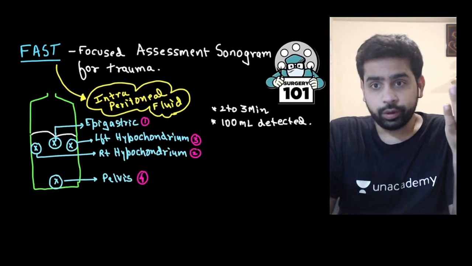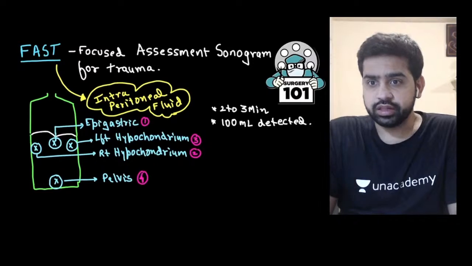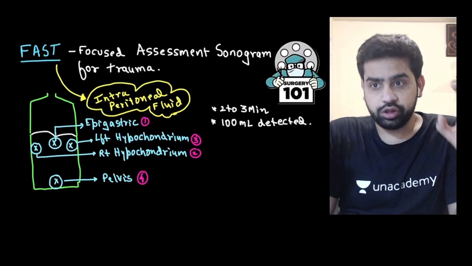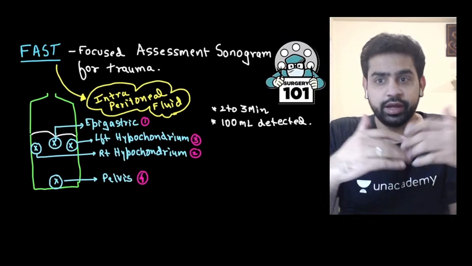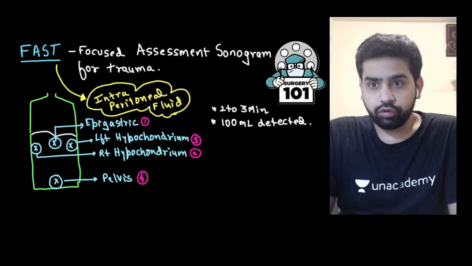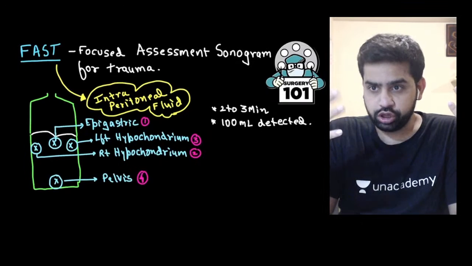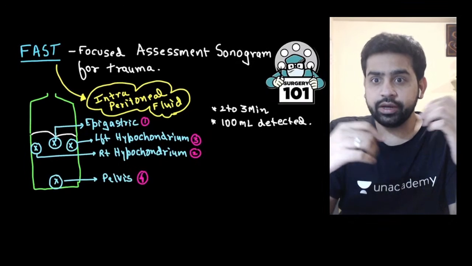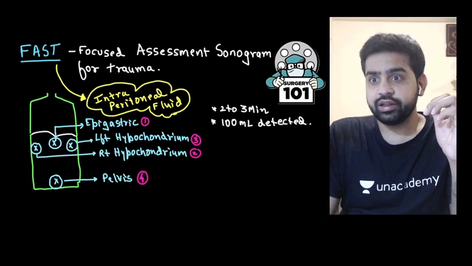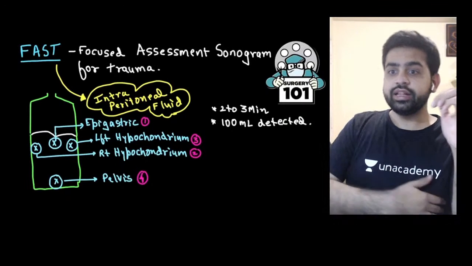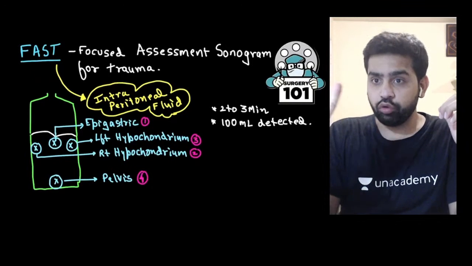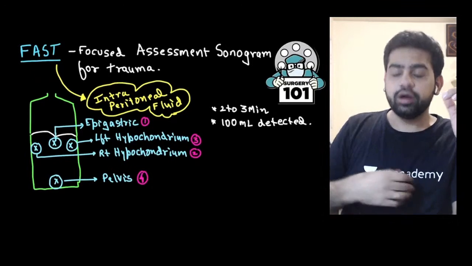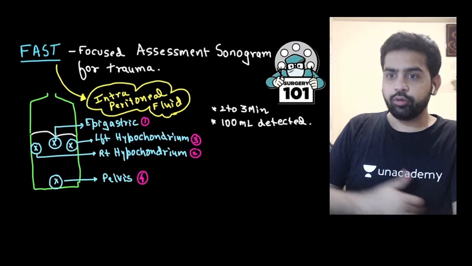Now, what do you do in the FAST? FAST is basically a USG which you're doing in the emergency room. If you perform a USG in the emergency room, this is what is called a FAST. Now, how do you perform it? You take a USG probe and you keep it at 4 positions. What are these 4 positions? You keep it in the epigastric region, in the right hypochondrium, in the left hypochondrium, and in the pelvic region.